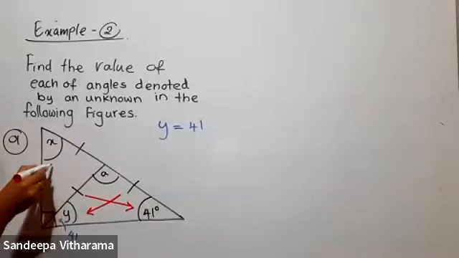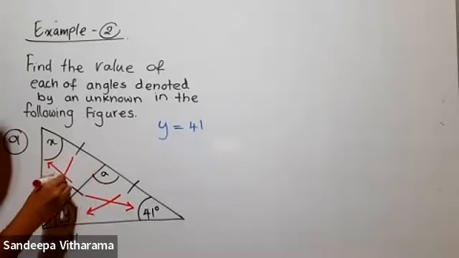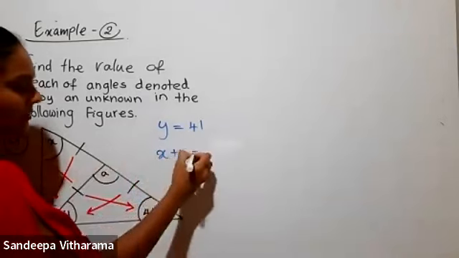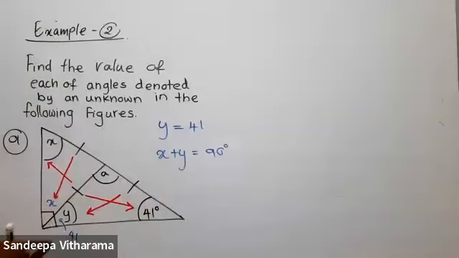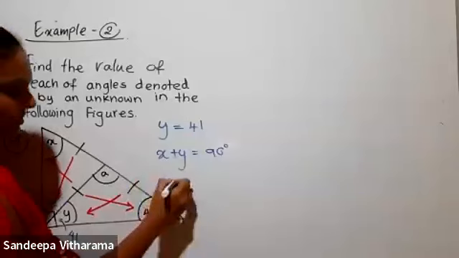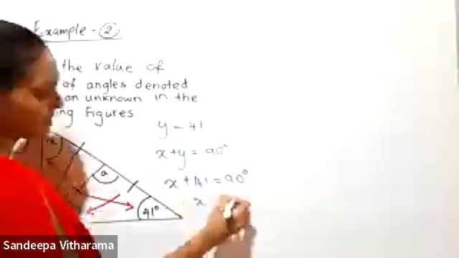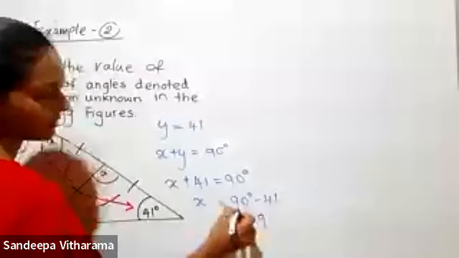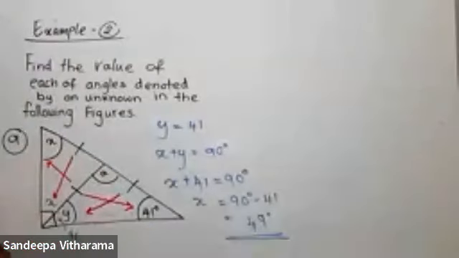Here, the angle opposite to this side is also the same as the angle opposite to the other side. Okay, that means here it is also a. Then you can identify that x plus y equals 90 degrees, because it is given that this angle equals 90. So x plus y equals 90 degrees. Then x equals 90 degrees subtract 41. Answer is 49. Okay.